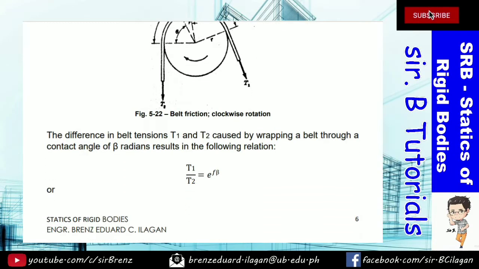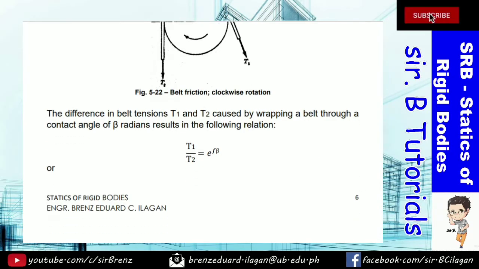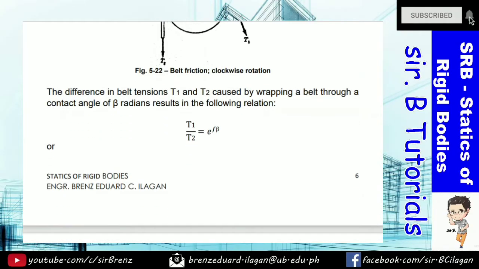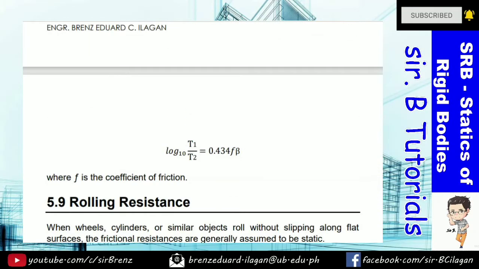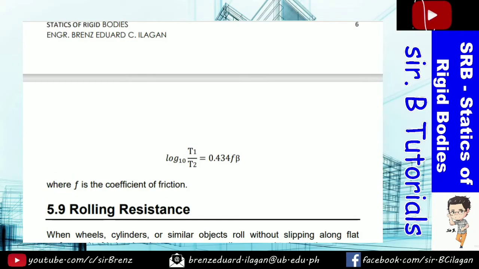So the difference in belt tensions T1 and T2 caused by wrapping a belt through a contact angle of beta region results in the following relations. So T1 over T2 is equal to e to the power of, dito ang ginamit niya is f, pero tayo mu na lang tayo para mahabol natin yung equation of e to the μβ, where mu is the coefficient of friction and beta is the contact angle ng belt dun sa iyong pulley. And beta is measured in radians. So if theta, if ang bigay sa inyo is naka-degrees, you need to convert that to radian. Okay?